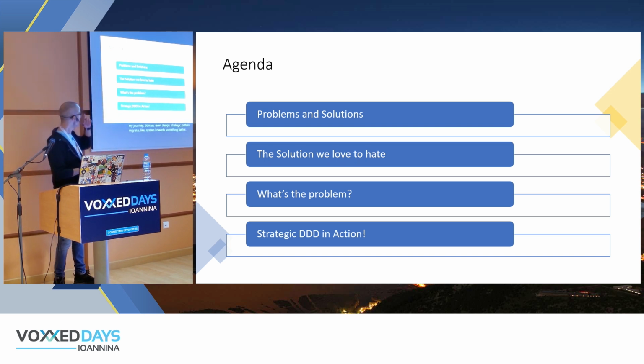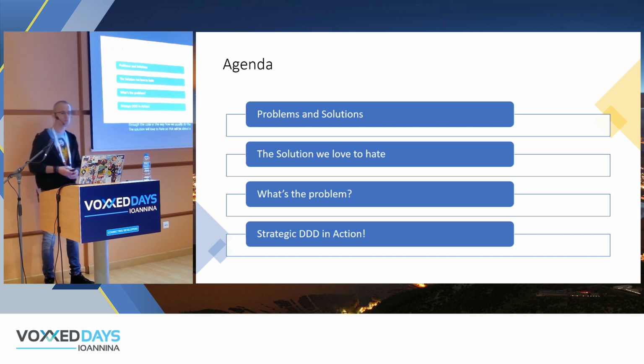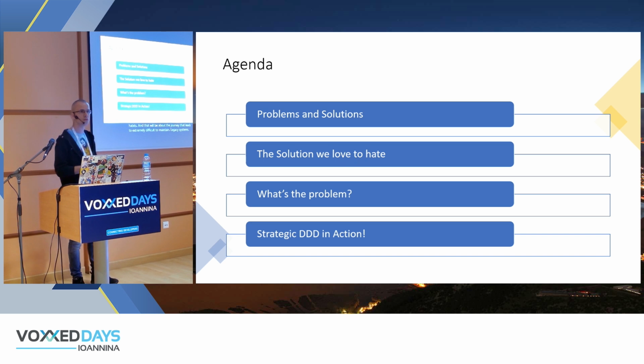So today, the agenda for my talk is problems and solutions, how we can divide the problem and solution space, and what the differences are. Then I will walk you through the code in the way we usually do that. The solution we love to hate. So that will be about our habits, and that will be about the journey that leads us to extremely difficult to maintain legacy systems. Then I will describe what's the problem in that, and we'll try to do something different. I will show you the solution in the code as well, but I won't leave you only with the examples in the code. There will be something more.